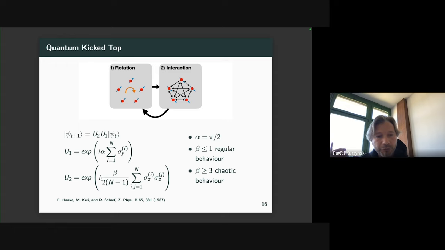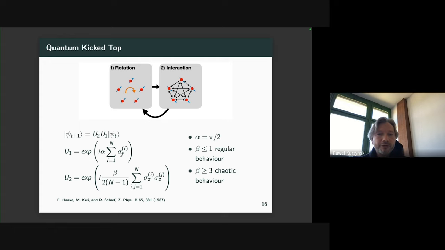And the second one, corresponding to this nonlinear rotation, is the following. We allow for interaction between each qubit pair. And this interaction is just the standard Ising interaction, so it's ZZ interaction. We assume that all qubits interact with the same strength, given by this parameter beta normalized by the number of qubits. So you see that you have a two parameter system, alpha and beta. But you can simplify the dynamics by choosing alpha to be equal to pi half. This nicely simplifies the rotation about the y-axis. And then we have a single parameter system.